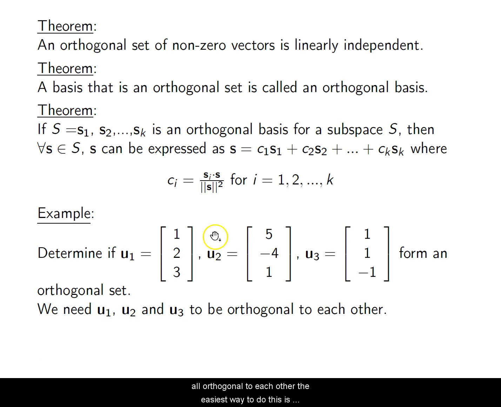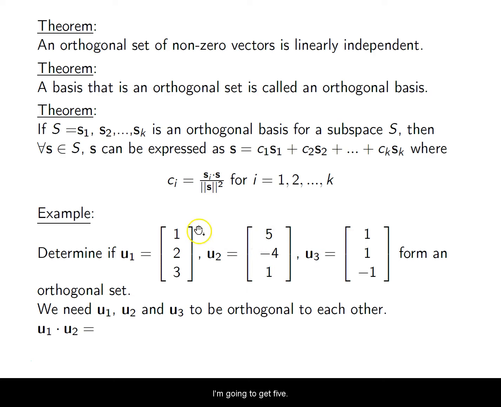The easiest way to do this, rather than randomly picking and choosing, is to take 1 with 2, then 1 with 3, and then 2 with 3. That way 1 has gone with everything, and 2 has gone with everything because it's already gone with 1. The only one left is 2 and 3. So let's do that one at a time.